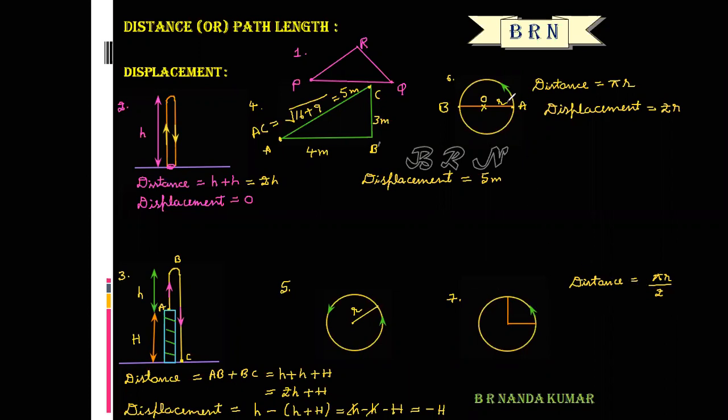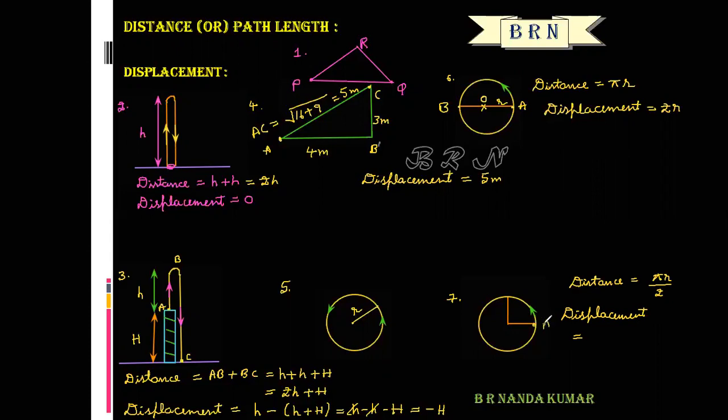If the particle completes half a rotation, the distance traveled is pi r. So if the particle completes 1/4 rotation, the distance traveled is half of pi r, right? And what about displacement? Displacement is the shortest distance between the initial and final position.